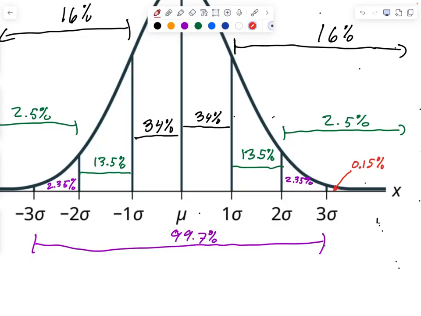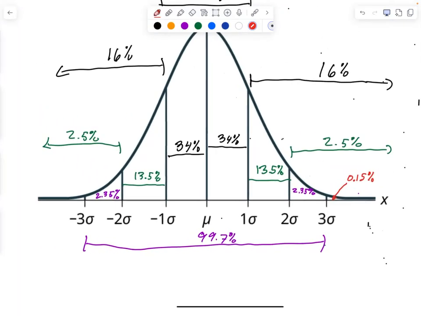Example. IQ scores are normal. It's the same one, normally distributed, with a mean equal to 100 points and standard deviation equal to 16 points. Question A.